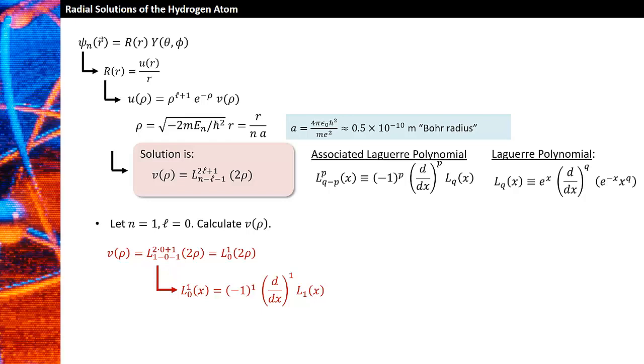Unfortunately, we have to go one more layer down to figure out what L_1 of x is, and then follow this back up the chain. So the Laguerre polynomial L sub 1, by this definition, is e to the x, d by dx to the power 1, in this case, of the quantity e to the minus x times x. Okay, so I think we're finally at the lowest level here where we can actually calculate something. So let's do this derivative and see what we get.